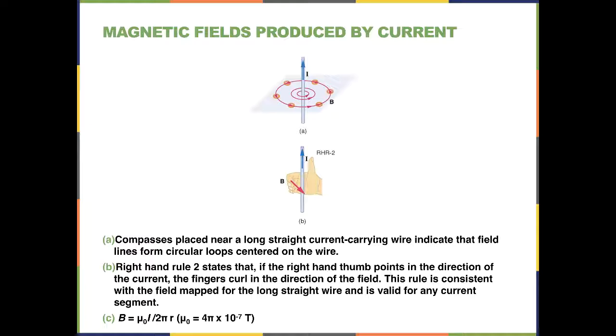The calculation of that field is given here in C, and it's mu sub 0 times I, which is the current, divided by 2 pi times R, where R is the distance from the wire to wherever you're measuring the magnetic field. And mu 0 is a constant that's equal to 4 pi times 10 to the minus 7 teslas.